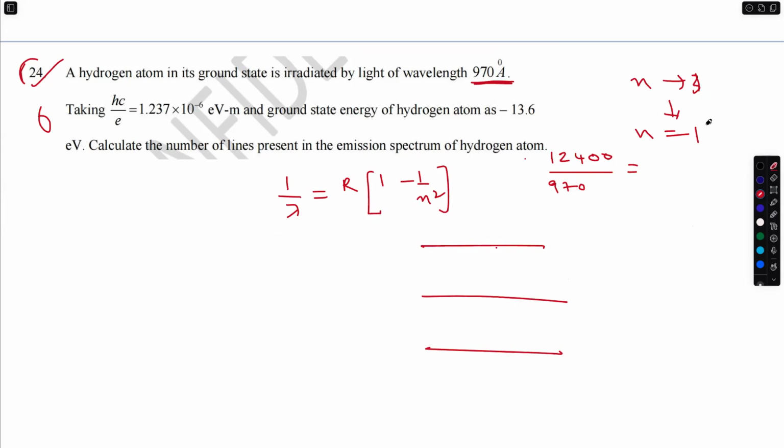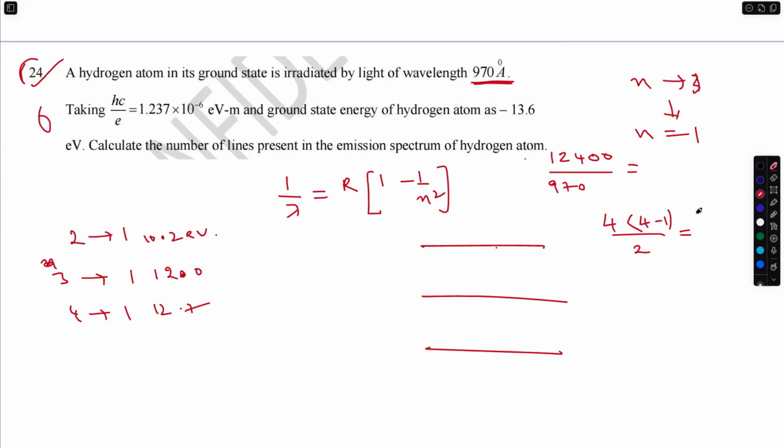It is not 3 to 1, it is 4 to 1. Why? Because I will explain once again. If it is 2 to 1, it is nearly 10.2 electron volts. If it is 3 to 1, it is 12 point something, 0.5 approx. If it is 4 to 1, it is 12.7 something. So actually it is not 3 to 1, it is 4 to 1. If it is 4 to 1, 4 into 4 minus 1 by 2 lines are possible in the emission spectrum, which is 6 here.